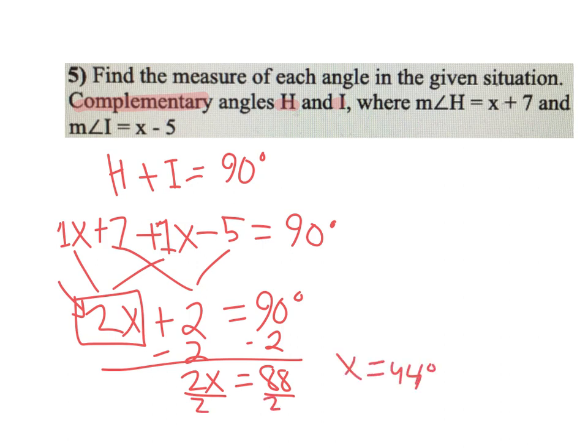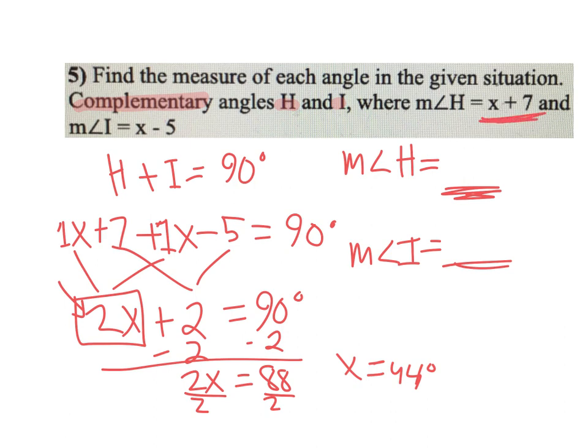But we're not done, guys. They want to know what is the measure of angle H. What does that equal? And what is the measure of angle I? What does that equal? Well, that's not so hard because now we can just replace the x with 44 degrees and figure it out.